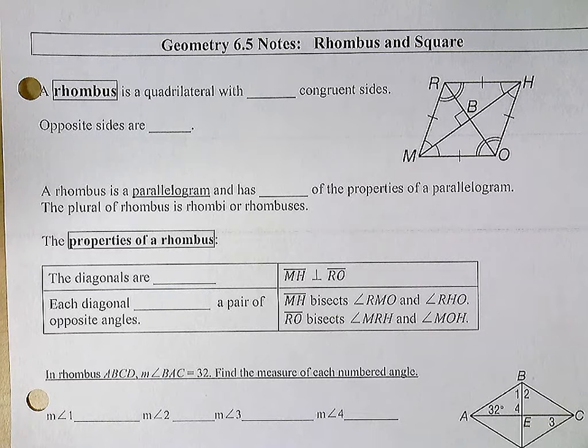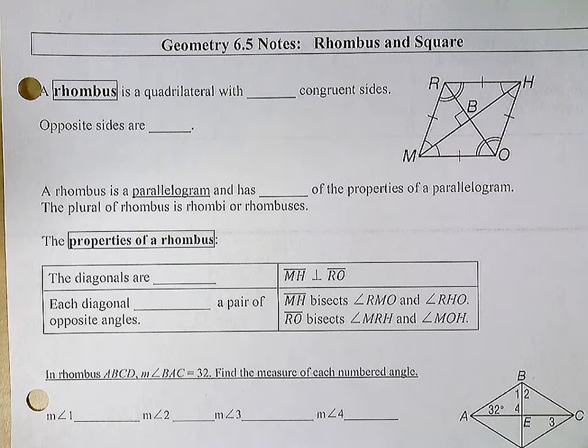We are moving on to section 6.5. This one has to do with rhombi and squares. So we're going to go over properties of rhombuses and properties of squares today.